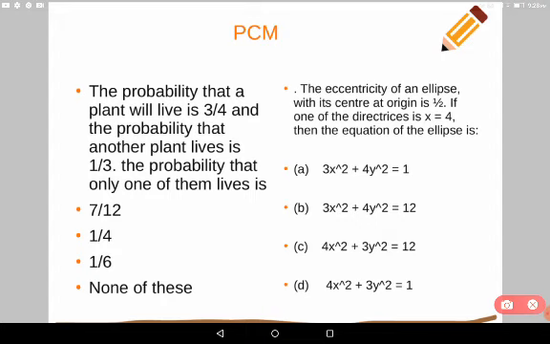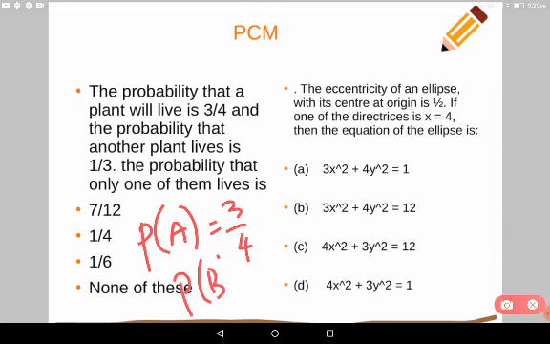One jasmine plant is there and one rose plant is there, and they are living. Can you say that the rose plant's growth will depend on the jasmine plant? Never ever, right? So their growth and their lives are independent events. So we can take this as an independent event, and hence P of A, the first plant, will be 3 by 4 and P of the second plant will be 1 by 3. And we need to find the probability that only one of them lives. So how to find the probability?